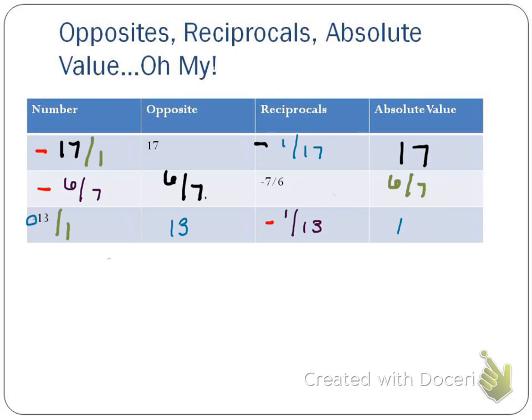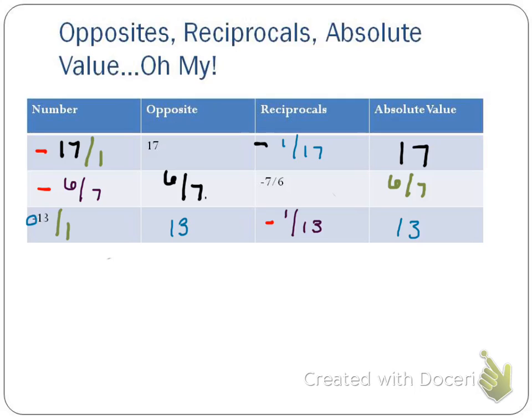Lastly, we have negative 13. So since there's that negative that I have circled, the opposite would be positive 13. Our reciprocal keeps that sign of a negative, and you just flip it. Anytime you have a whole number, you're going to put it over 1, and the reciprocal will be 1 over that number we have. So reciprocal is negative 1 over 13. And then our absolute value is the positive of our original number. We had negative 13, so our absolute value is 13.